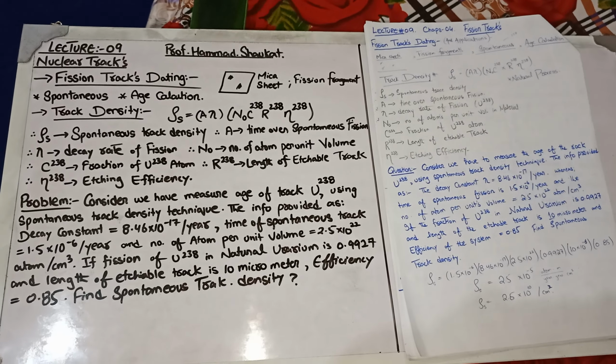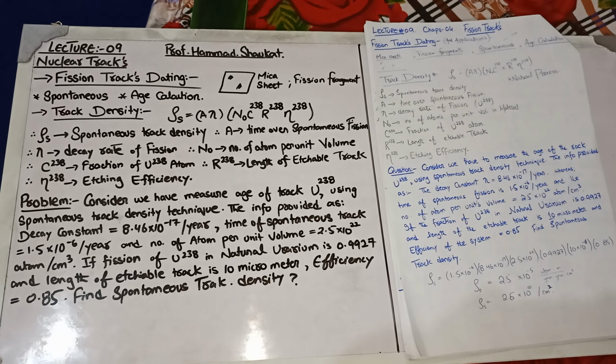So after calculating, you will get your relation of rho s is equal to 2.5 into 10 raised to power minus 5, okay, but this is basically in atoms per centimeter square dot year square.